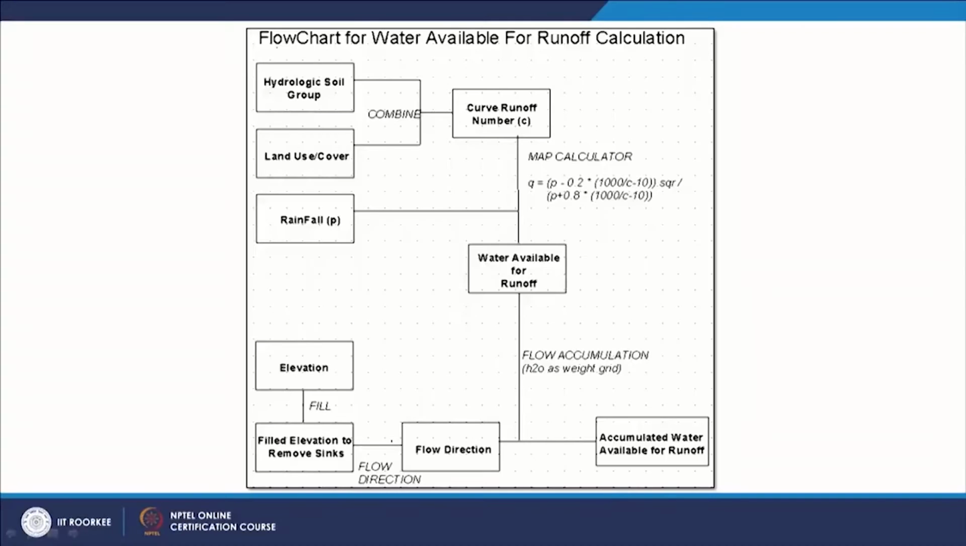Now, how will you calculate the availability of water for runoff accurately? You have to bring in the hydrologic soil groups as one of the inputs, the land use land cover map, and rainfall precipitation data, and all these will be combined. Then you will have the curve number, the SCS runoff curve number method, and then you will have the water available for runoff. Your elevation, that is, the digital elevation model, filled depressions, sinks, and flow direction are also combined, and finally you come to the accumulated water available for runoff. So, these calculations are very, very important from a flooding or other modeling point of view.